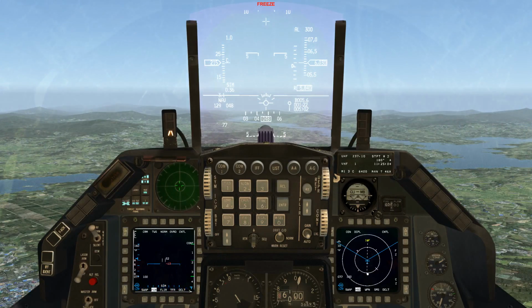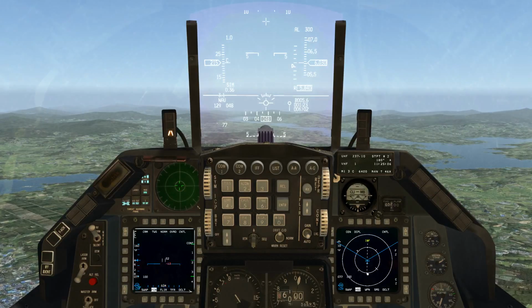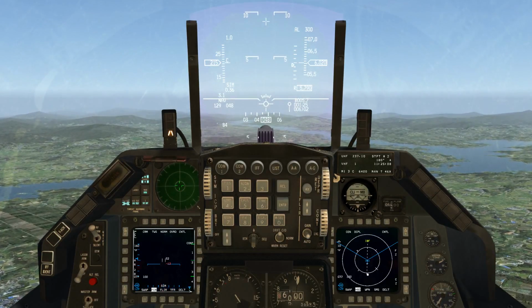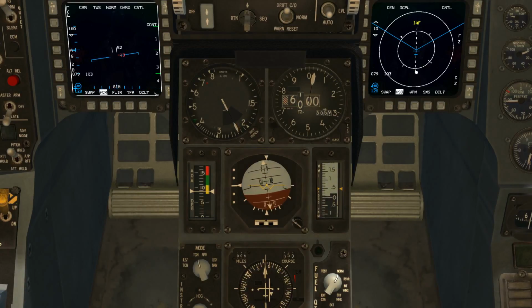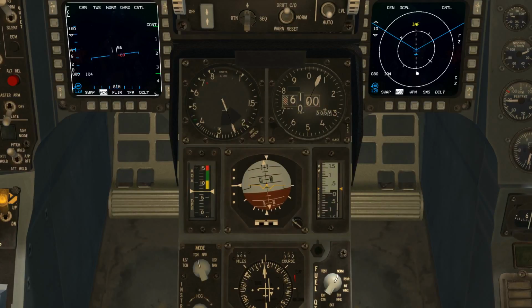Alright, let me take it off freeze here and try to help things out a little bit. I'll go back down to the HSI, and it looks like I need just a slight correction to the right toward the CDI. That amount of deviation on the CDI is not a problem. I mean, you're considered to be on course with that indication.